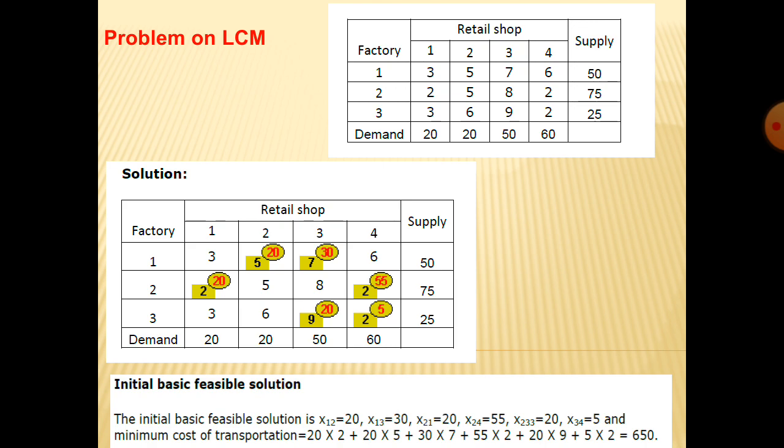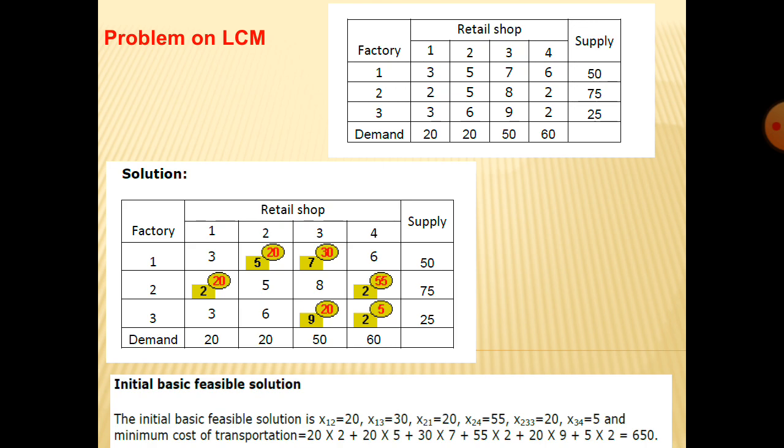You allocate 5 here. 55 plus 5, you will get 60. Now again we have to go for the next. It satisfies the condition. Now you have to search for the next minimum value.